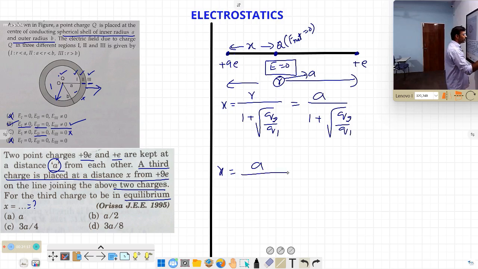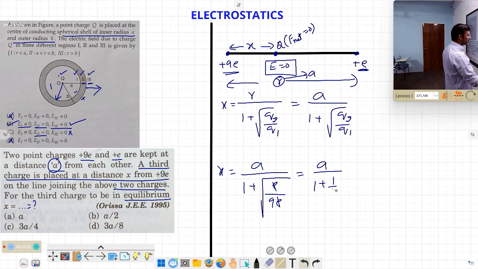x equal to a by 1 plus, what is q2? q2 is the second charge, and this is the first charge, because we always take the distance of the null point from the first charge. So that is e by 9e. The e gets cancelled, so we get a by 1 plus 1 by 3, because root 9 is equal to 3. If you solve this, 3 plus 1, that is 4 by 3, which is nothing but 3a by 4. So the answer to the question is x equal to 3a by 4.